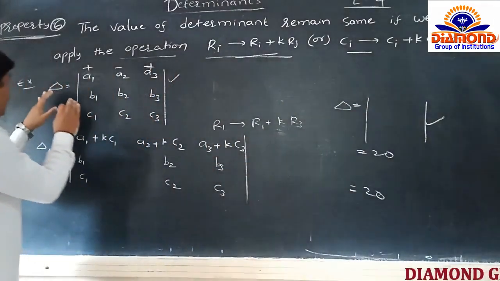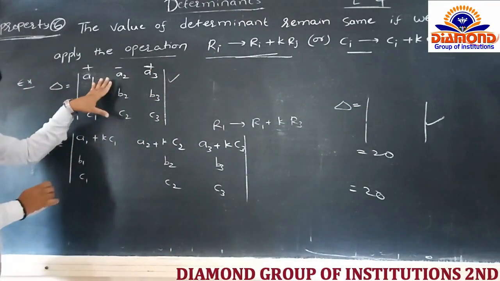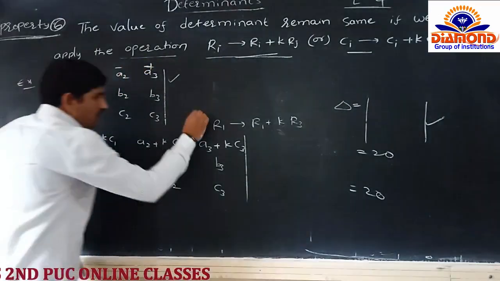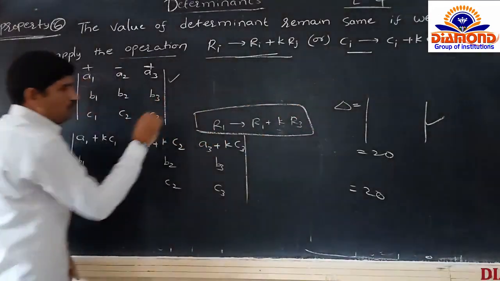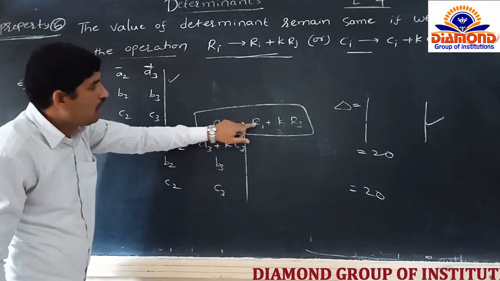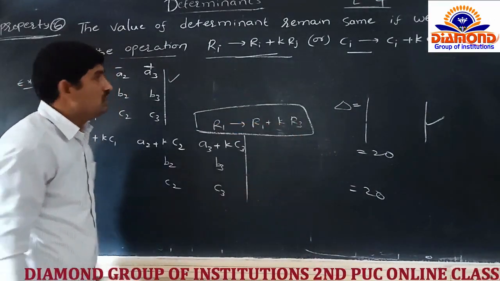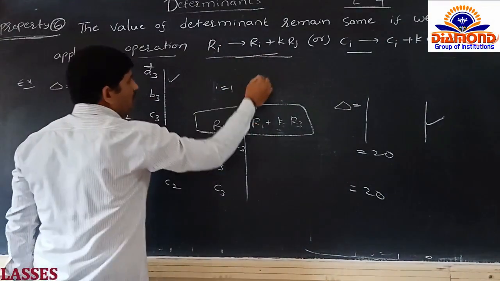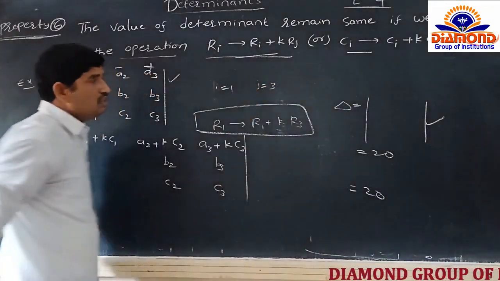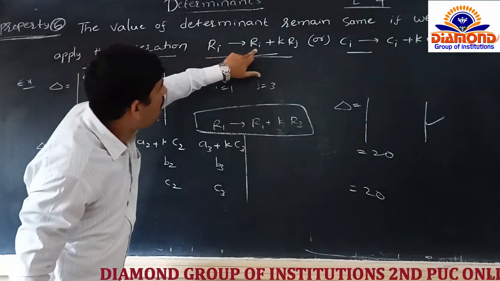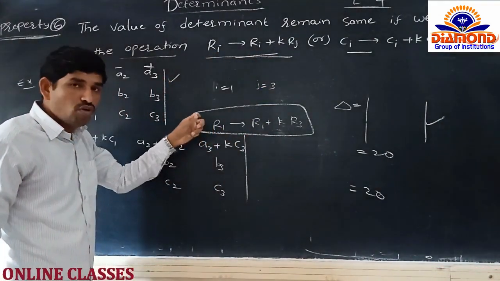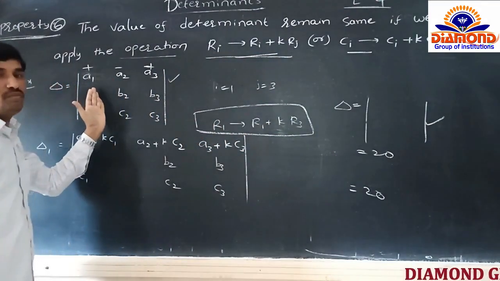So by taking the determinant, now I am going to apply the property operations to this. See, this is the operation I am going to apply: R1 tends to R1 plus K into R3. So I am taking i equal to 1, and for j we write 3. Yes, we are taking this operation. Now I am going to apply the operation to this.